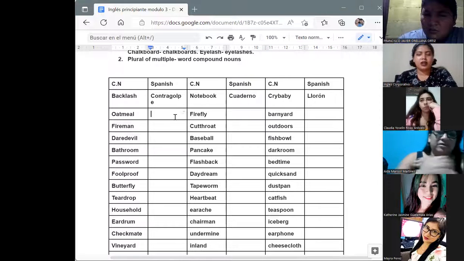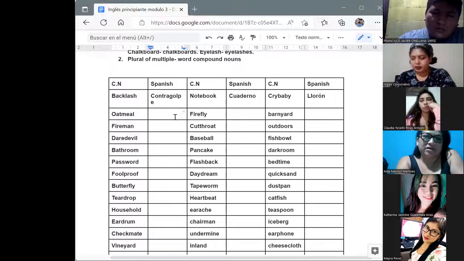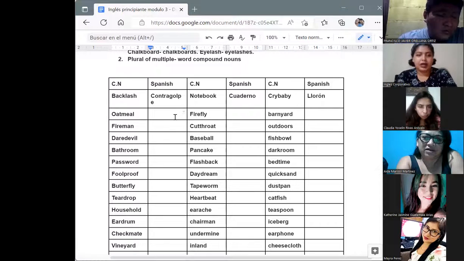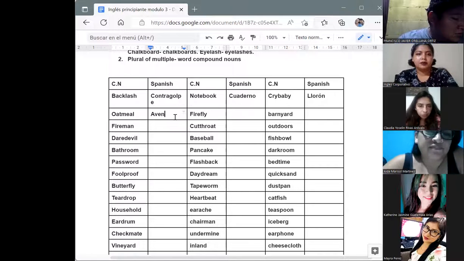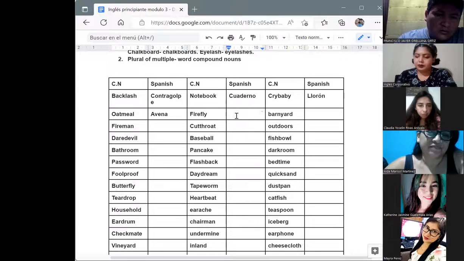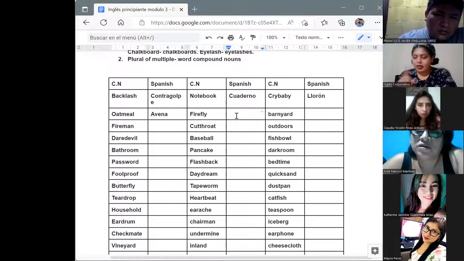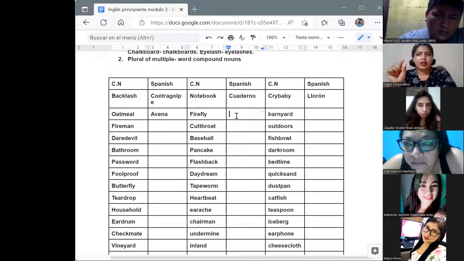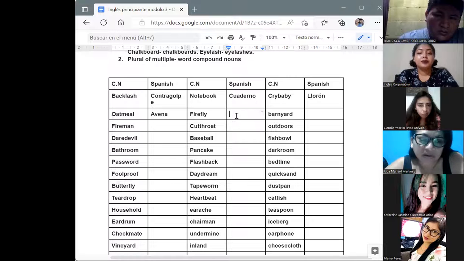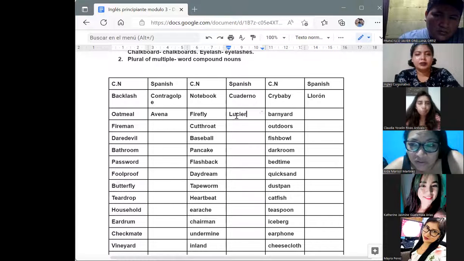Oatmeal, creo que esto ya lo han escuchado mucho. Oatmeal. Avena. Very good. Avena. Firefly, another one that is very easy. Fuego. Bombero. No, o bombero. Bombero. It's an animal. An insect. Es una luciérnaga. Good. Luciérnaga. Firefly.